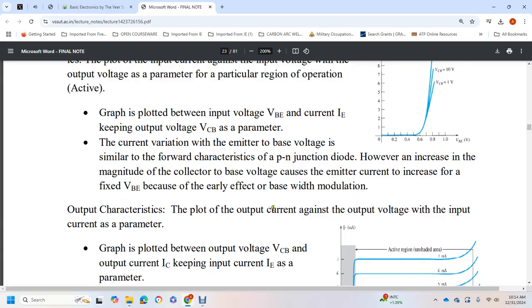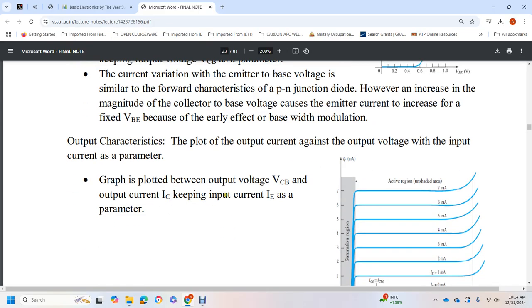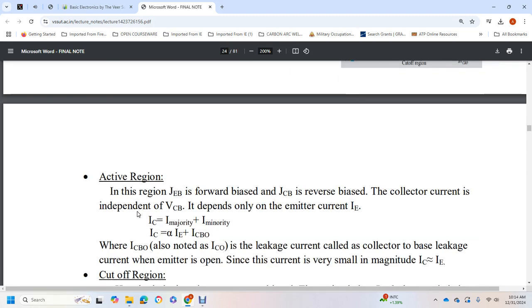The output characteristic is a plot of the output current against the output voltage with the input current as a parameter. The graph is plotted between the output current IC and the collector base voltage, keeping the input emitter current IE as a parameter.